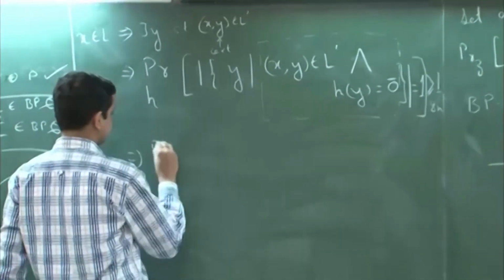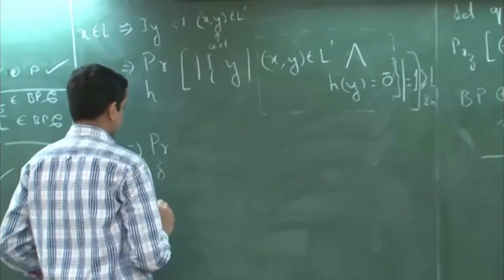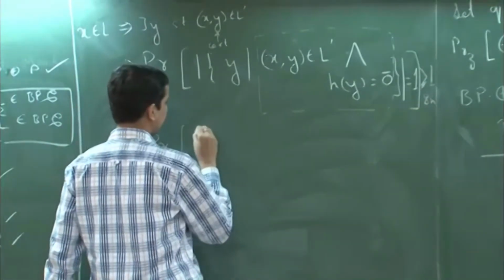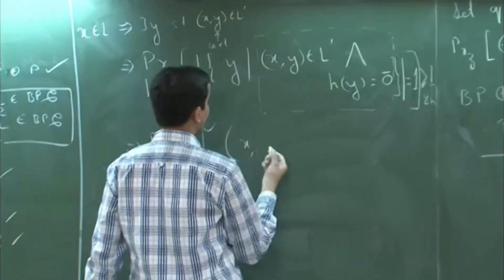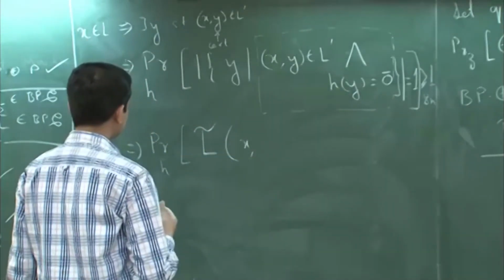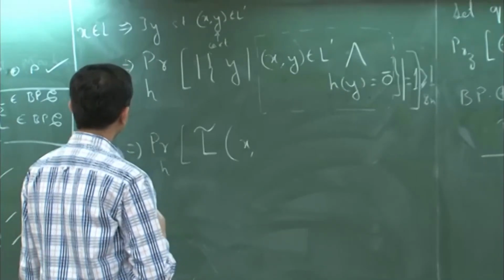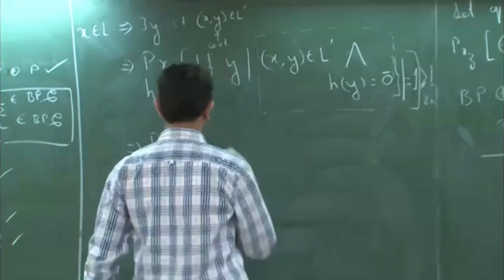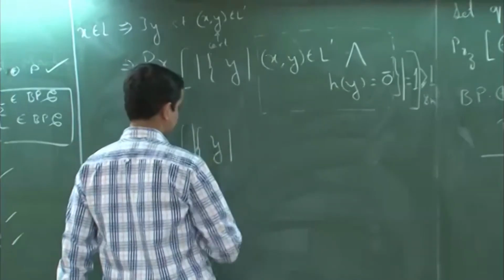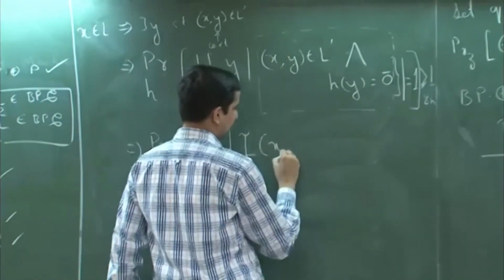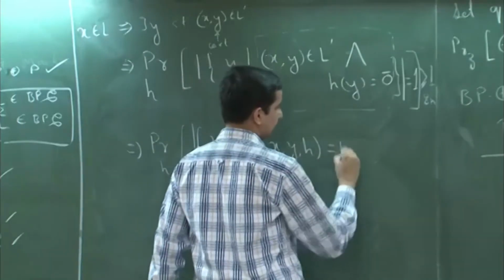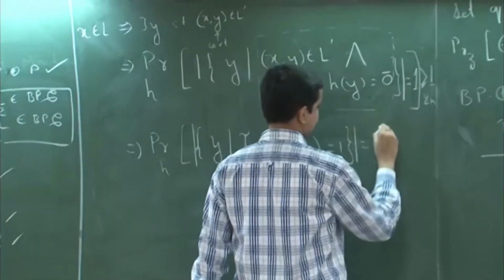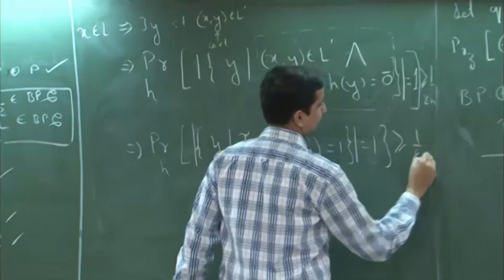So I can just write this as the probability over h of some L tilde x comma the number of y's such that L tilde of x comma y comma h evaluates to 1, with probability 1 over 8n.